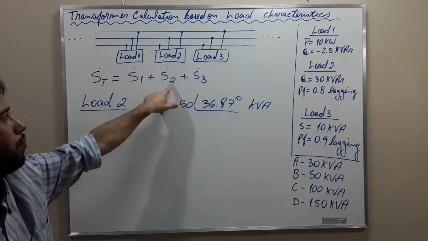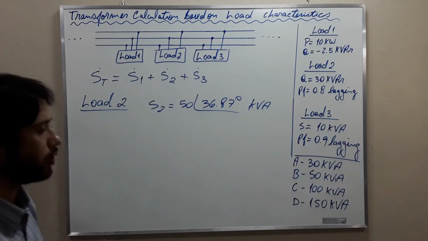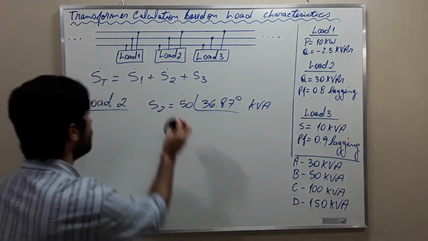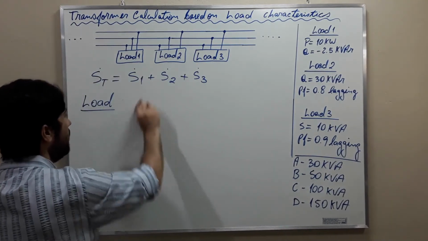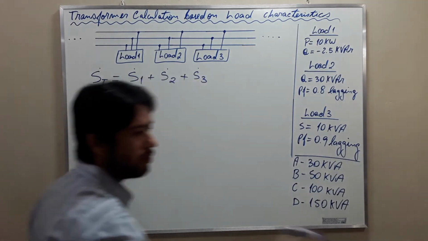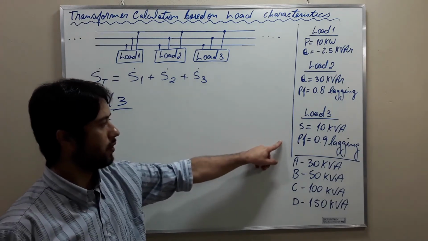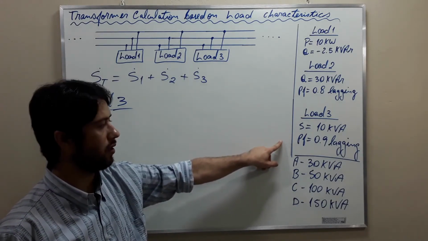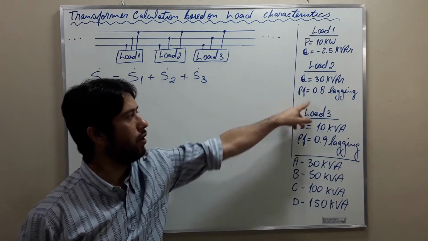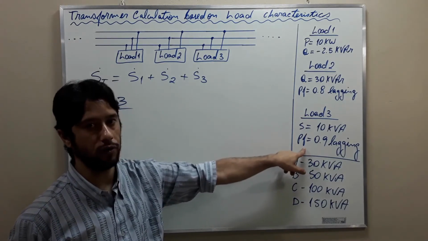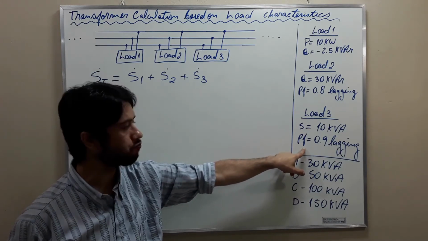We have calculated the complex power of load 2. Now we need to calculate the complex power of load 3. Let's do it. Can you see how easy it is? Okay, now we are going to calculate the complex power of load 3. What did the problem give us? The problem gave us this. Okay, very simple. We need to do what we did for load 2, and we are going to do for load 3. We are going to use the power factor.